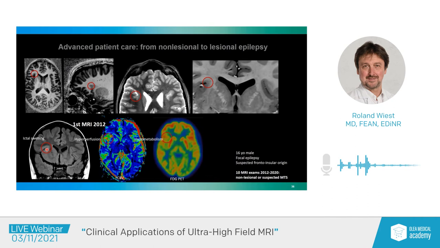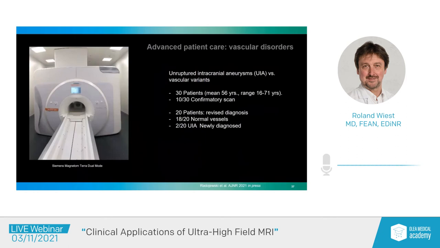So in other words, ultra high field may also, and this is one of the really important indications, help to avoid unnecessary imaging. I would then briefly go into vascular imaging.